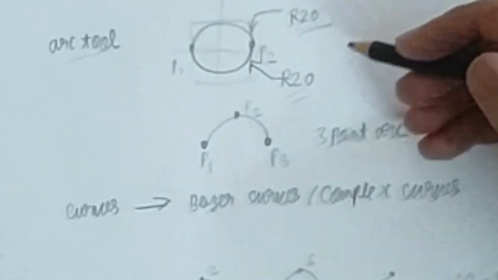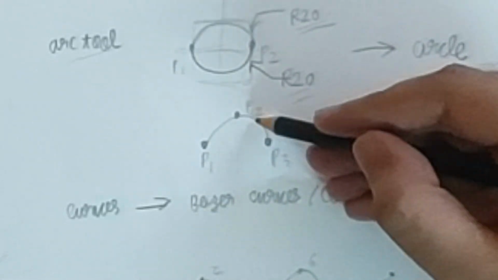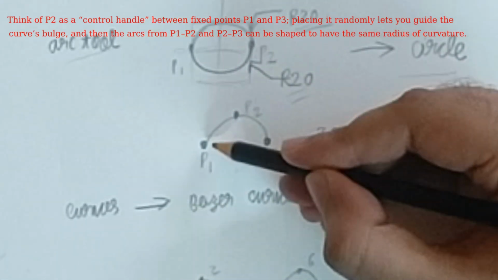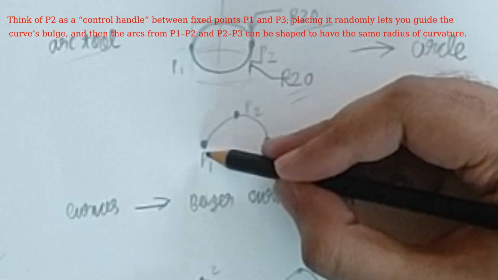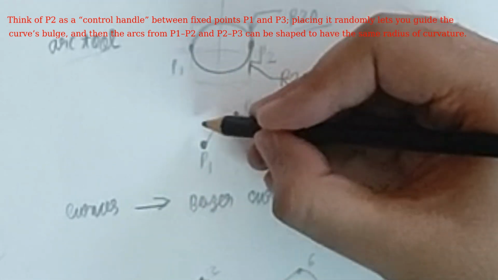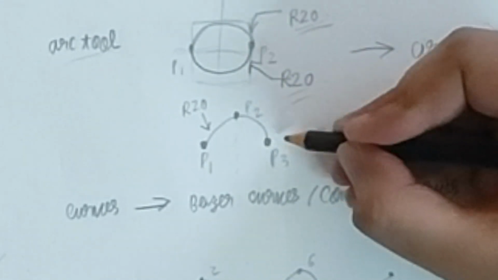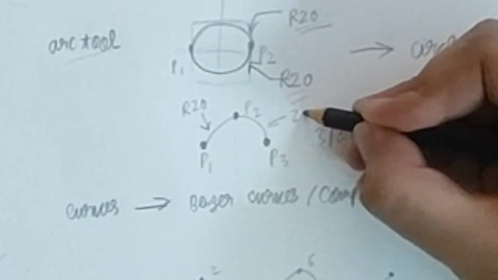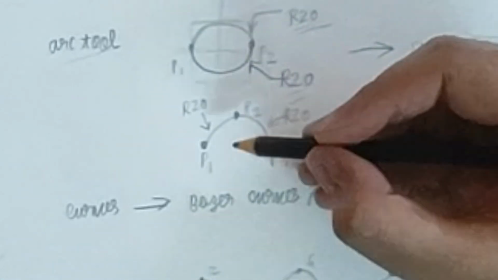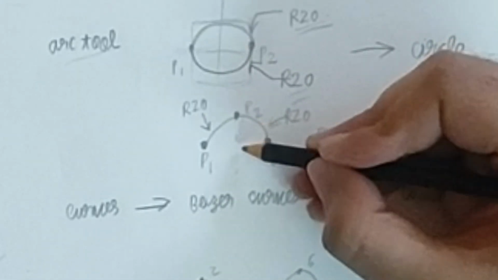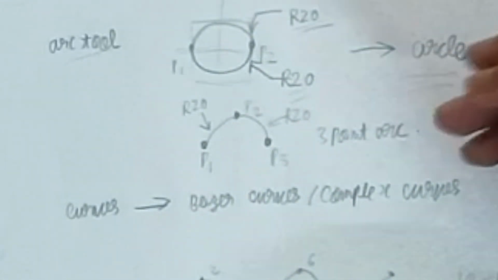Now talking about the 3-point arc, we can also make an arc with 3 points. Suppose we put 3 points like this, and we make a radius of curvature between P1 and P2 of radius 20, and also between P2 and P3 of radius 20. We will get the same radius of curvature, 20, between P1 and P3. Now, if we talk about curves, we have something called Bezier curves, which are complex curves.